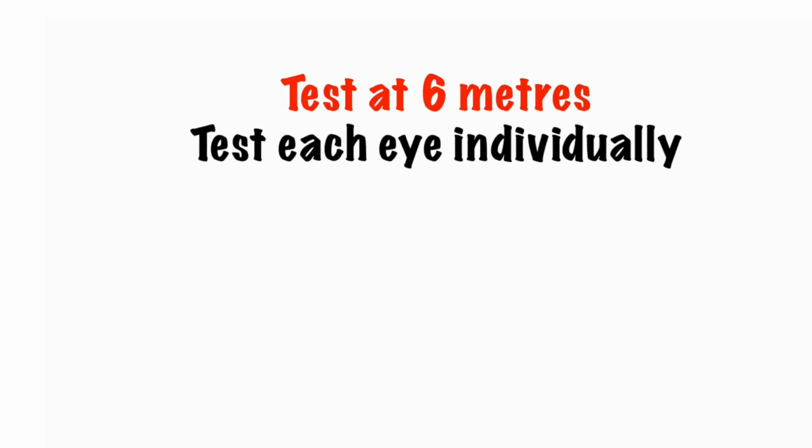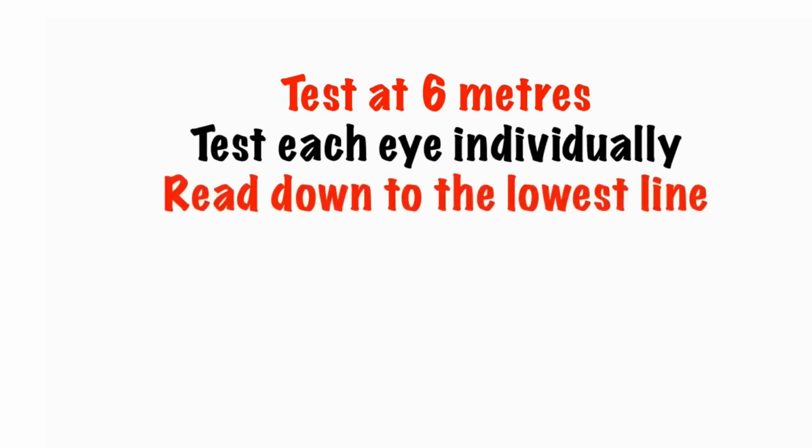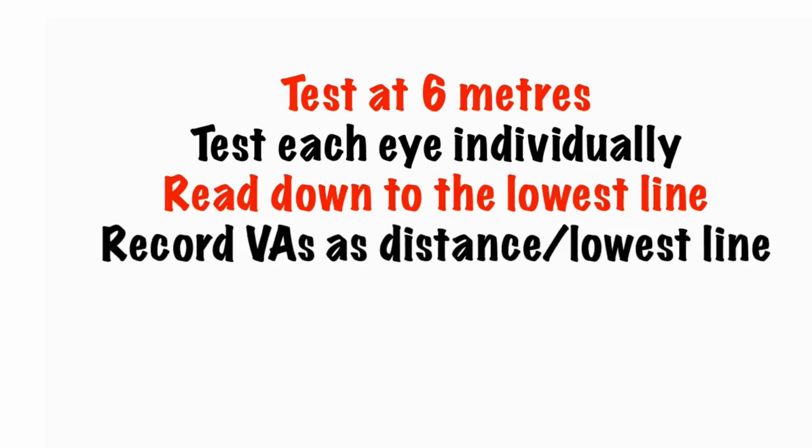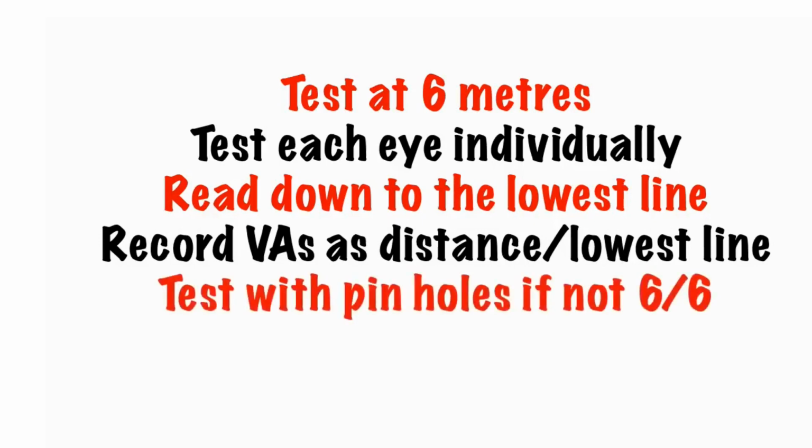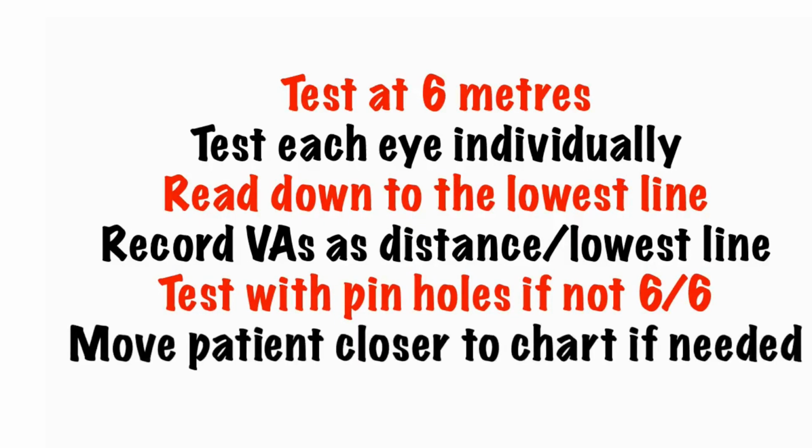So there we have visual acuity in a nutshell, short, sweet and simple. Test the patient at 6 metres or equivalent, test each eye individually, ask them to read down to the lowest line they can, record the VAs as 6 over the number of the lowest line read. If the vision is not 6/6, then retest with a pinhole to correct for any refractive errors. If they can't read the top line, then move the patient progressively closer until they can and use that as the distance.